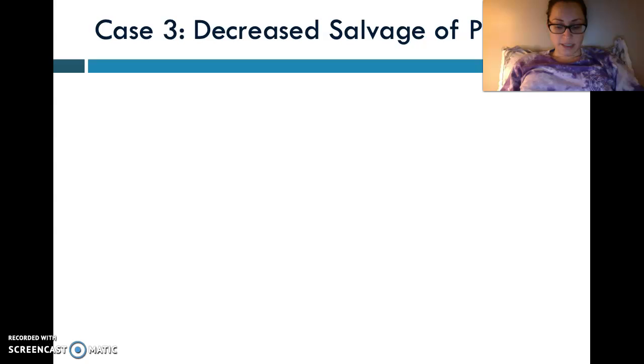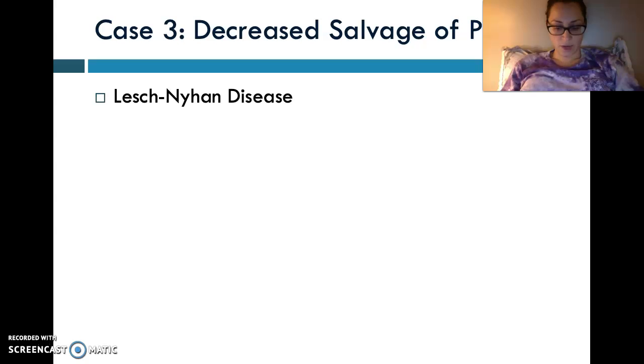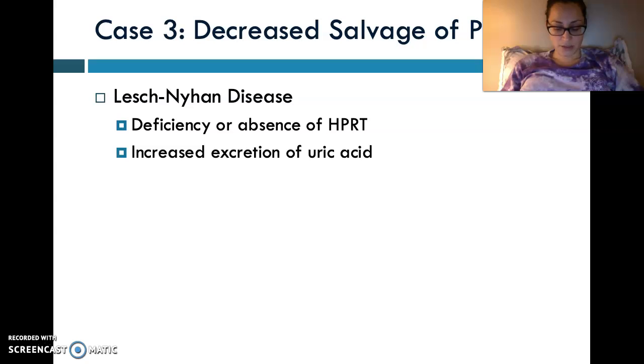Decreased salvage of purines is linked to Lesch-Nyhan disease. This disease is caused by a mutation in hypoxanthine-guanine phosphoribosyltransferase, or HPRT, and is associated with several other conditions aside from gout, including neurological and renal issues. Those affected are often non-ambulatory, and this condition is diagnosed early in life. Lesch-Nyhan disease is also associated with an excess excretion of uric acid, which contradicts the given lab work. Therefore, this answer is incorrect.